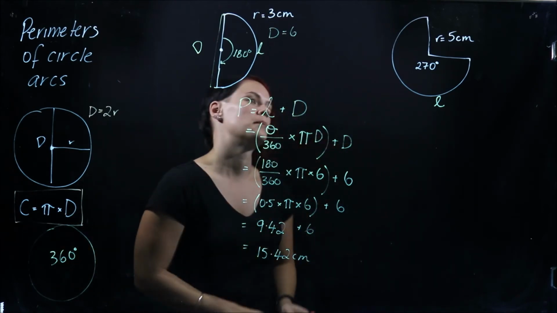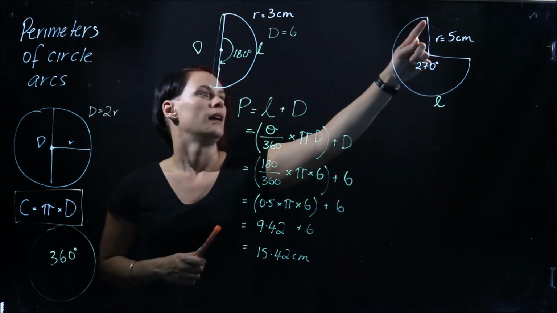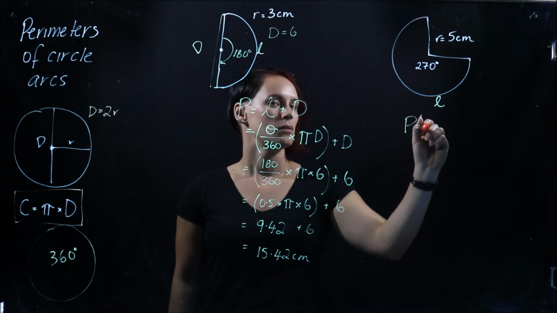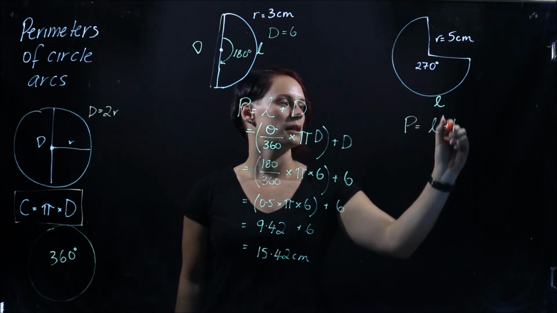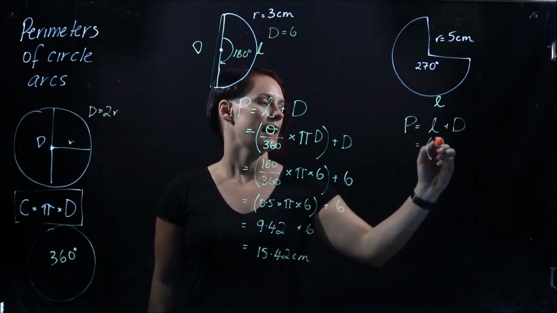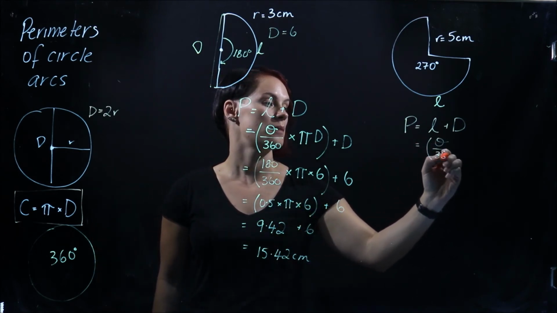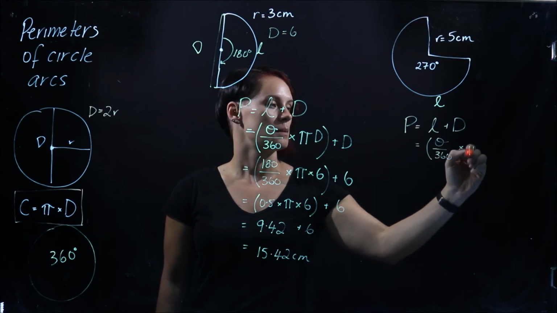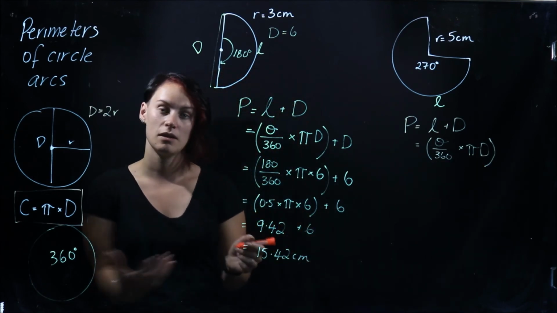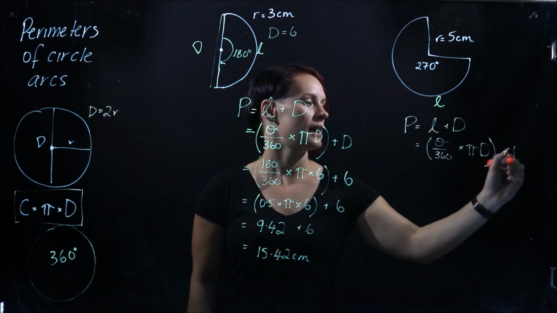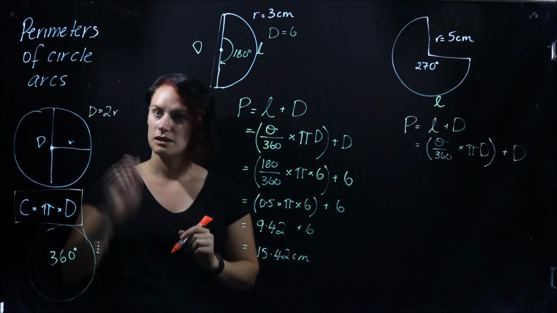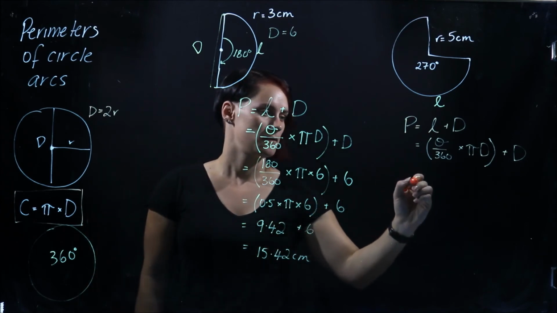Let's do another one just to compare. So we've got our whole formula once again. Our perimeter will equal our length of the arc plus our diameter. We know that the length of our arc is going to be how many degrees of the circle we have divided by 360, multiplied by our circumference formula to find if we had the whole circle, how much would we have? And we have to add our diameter on the end, knowing that we've got a radius plus a radius, and that's going to be our diameter. So let's fill in the gaps here.